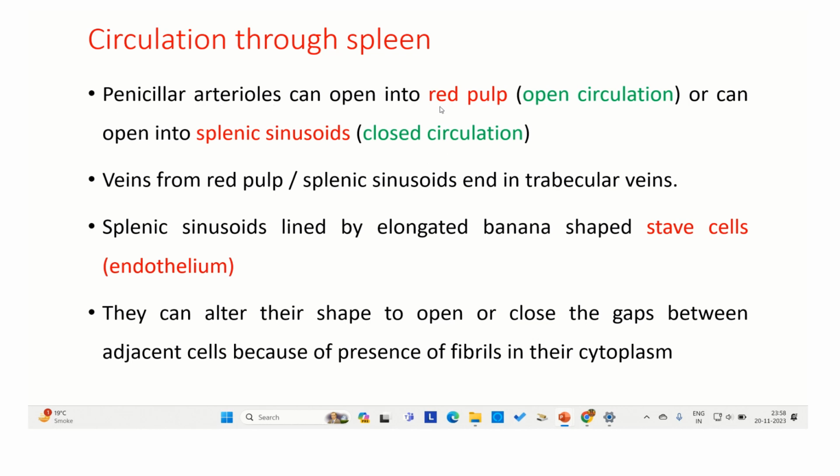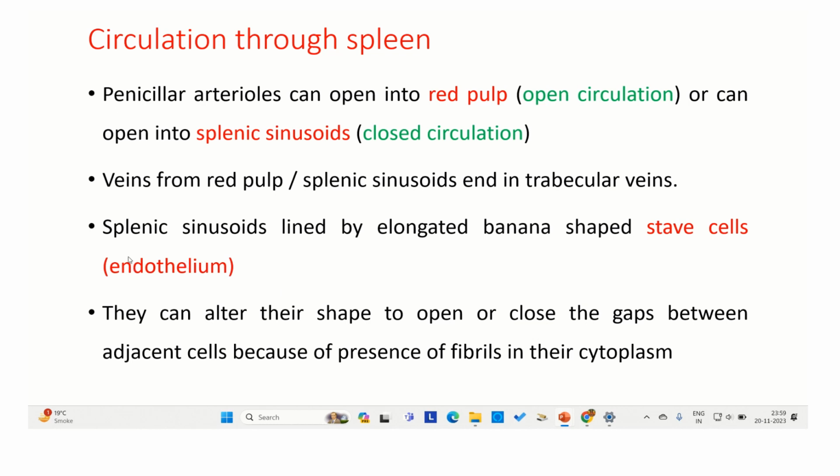Ultimately, even if this penicillar artery opens into red pulp, the red pulp also has the splenic sinusoids. So after the blood is exposed to macrophages, it again enters into splenic sinusoids. Before entering splenic sinusoids, if the blood is in direct contact with the splenic cords where it interacts with macrophages, that is called open circulation. If the blood does not pass into the reticulum but directly passes into splenic sinusoids from capillaries, then it is called closed circulation. So you can see that veins from red pulp or splenic sinusoids drain into trabecular veins.